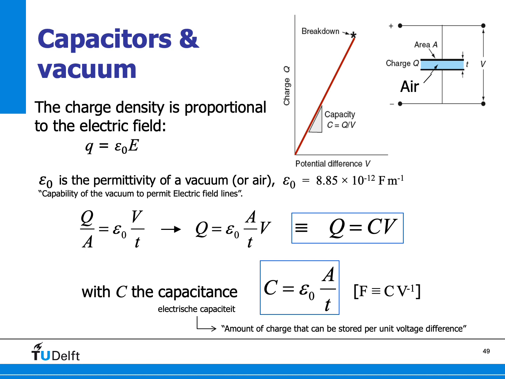The units of capacitance are in farad, and that per definition is coulomb per unit voltage, because it's the charge that can be stored per unit voltage difference. And this permittivity of the vacuum, you could see it as something like the capability of the vacuum to permit electric field lines.